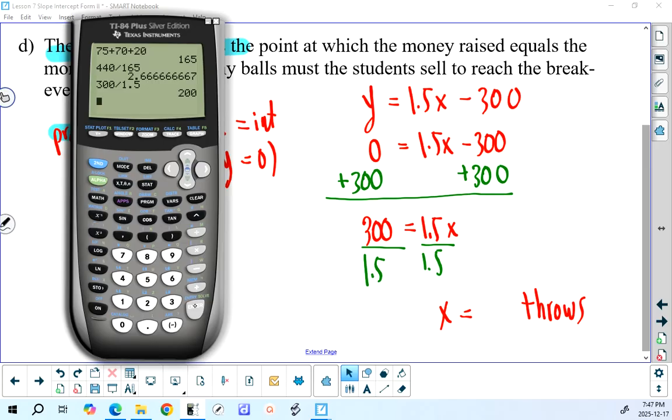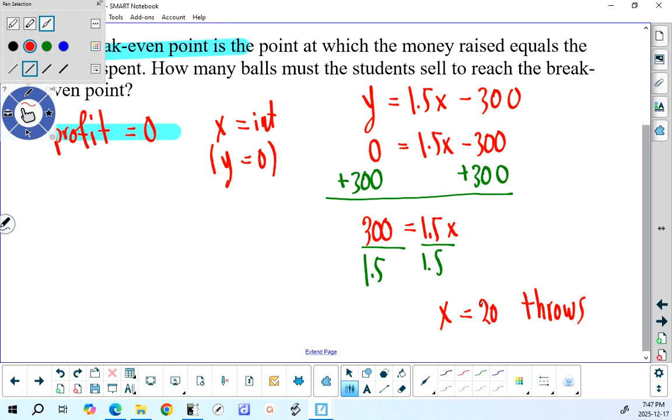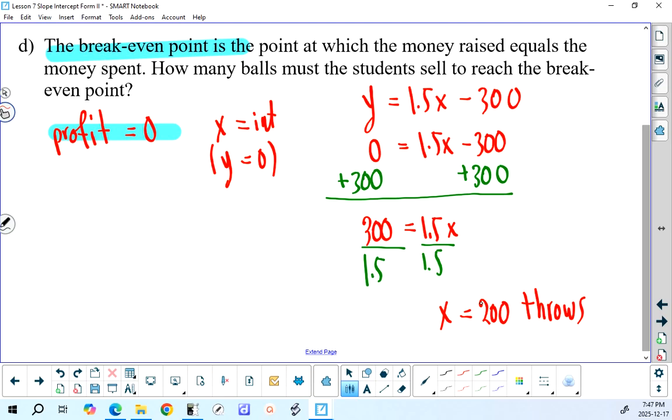Voila, 200 throws. So if they sell 200 throws, they're neither happy nor sad. They didn't lose money, but they didn't earn money. I'll put it this way: if X is bigger than 200, they are happy because they are earning money. If X is less than 200, they are unhappy because they are losing money.